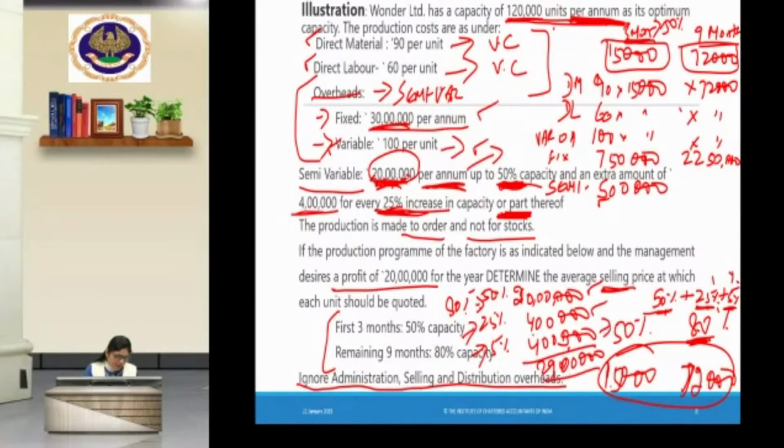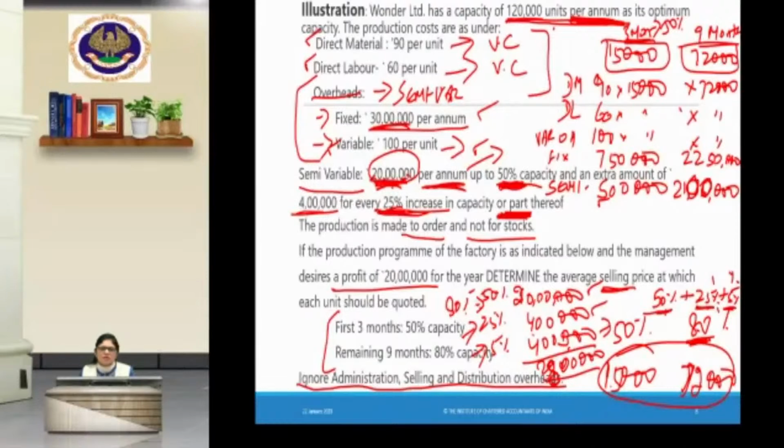9 divided by 12. It will come out to 21,75,000. Just check the amount. Sorry, it's 28 lakh. It will be 28 lakh into 9 divided by 12. It will be 21 lakhs. Okay. So 28 lakh per annum, so for 9 months, it will be 21 lakh. Students, any doubt in semi-variable overheads?